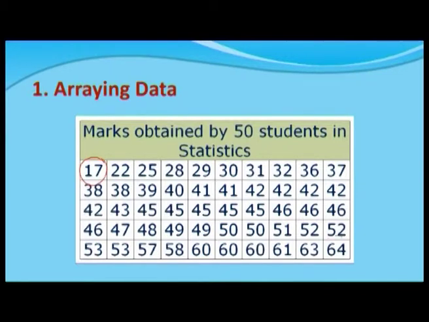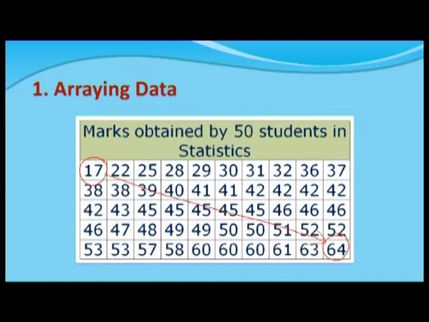As a first step, let us use a simple mathematical sorting technique to arrange the data in ascending order, where the data is arranged serially starting from a small value to a big value, smallest to the largest. We can also arrange in descending order, where the data is arranged serially from a larger value to a smaller value. The process of arranging the data in a certain order is called arraying of data.